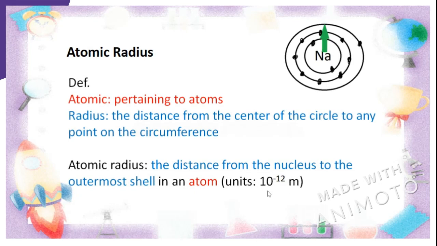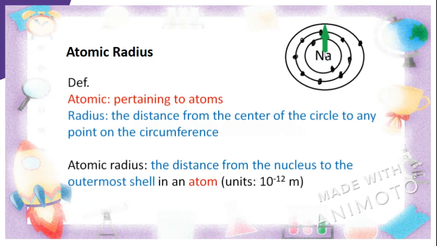This is incredibly small, as we cannot see atoms in real life. Here we have our picture of our atom. This is sodium. The atomic radius is going to be from the center of the atom all the way to its point on its circumference. If I had drawn this correctly and symmetrical, any point would have been the same distance all the way across.